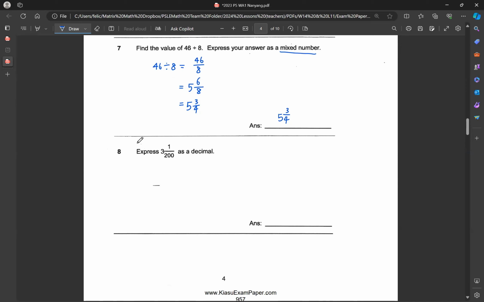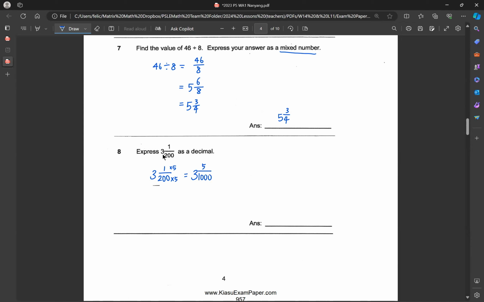All right. Now, next will be express 3 wholes and 1 over 200 as a decimal. So recall back from your P4 work, when you express fractions as a decimal, the very first thing to check is whether the denominators are 10, 100, or 1000. If they are not, see whether you can somehow convert them to these three numbers. So we see a 200 here. The next biggest number that I can convert to will be 1000. You notice 200, you can easily convert to 1000, not an issue. Why? Because I can times 5 top and bottom. So 3 wholes and 5 over 1000.